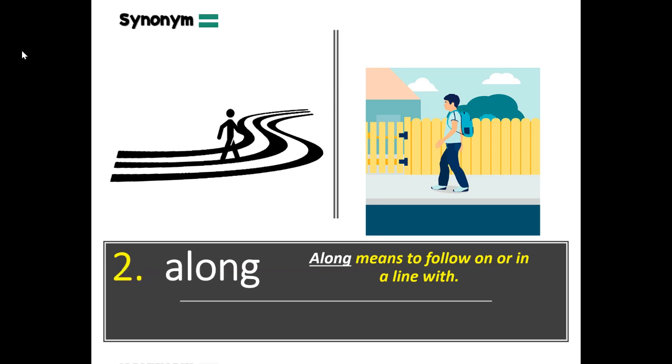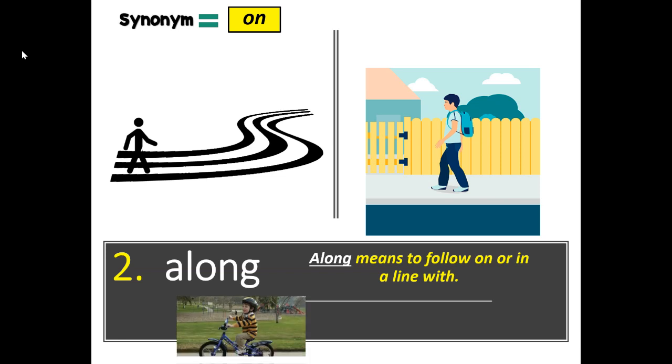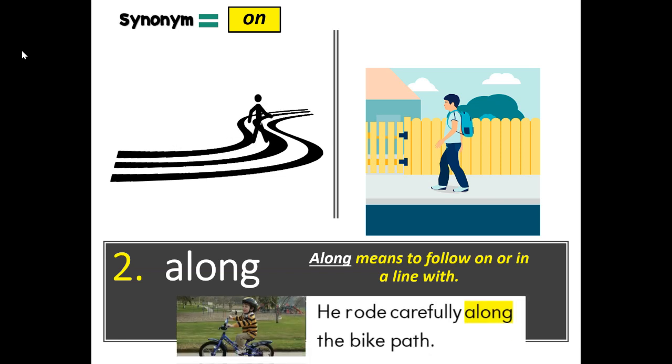So a synonym for along could be on. Walking on a path, walking along a path, along. He rode carefully along the bike path. You could also say he rode carefully on the bike path.